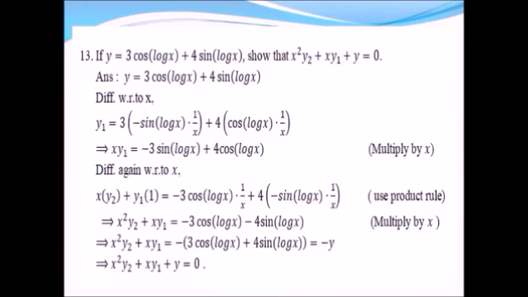So x square y2 plus x y1 is equal to minus y. Writing minus y on the left side, I will get x square y2 plus x y1 plus y is equal to 0, which is the required equation. Hence it is proved.